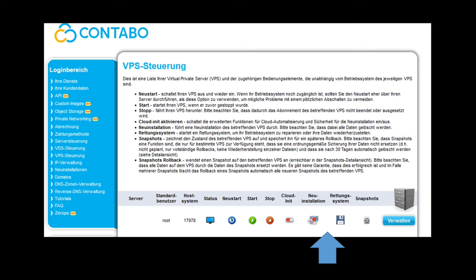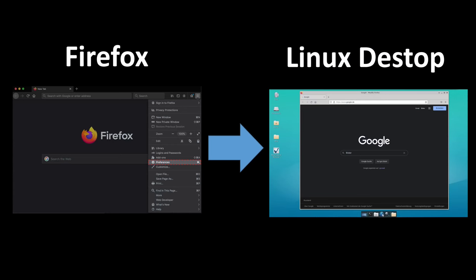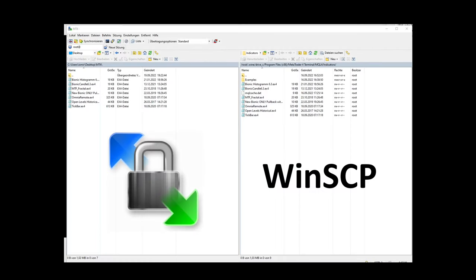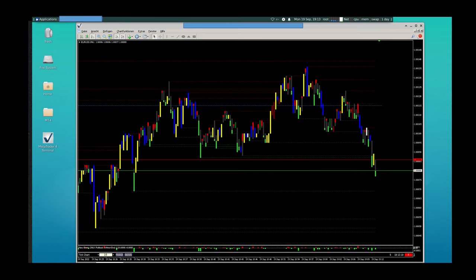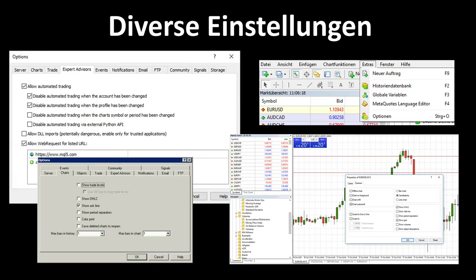The computer is now restarted via the VPS control, and you can already see the new Linux desktop when it starts up. I then installed Firefox on this desktop. The MT4 was then downloaded via my broker and installed on the Linux server. I can now access my server directly via the Windows program WinSCP and store my indicators in the correct program directory. Then everything has to be set up and the tick chart is already running, which will help us in the future to reduce resistance zones.